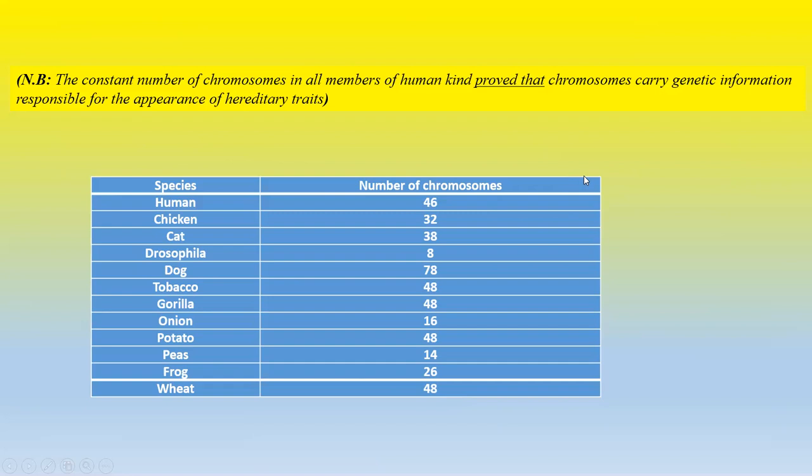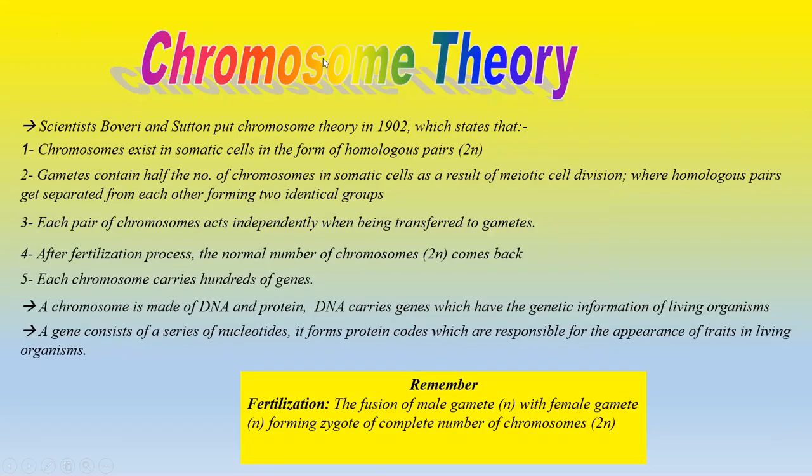Okay, so كمان في very important information لازم نعرفها: إن ال constant number of chromosomes اللي عند كل organism، ده proved that the chromosome carries the genetic information responsible for the appearance of the hereditary traits. ده another proof أكد لي إن فعلا الكروموسوم هو اللي شايل الكاركترز الخاصة بالأورجانيزم ده. Okay, so let's talk about the chromosomal theory.